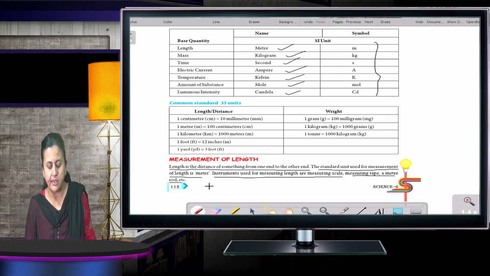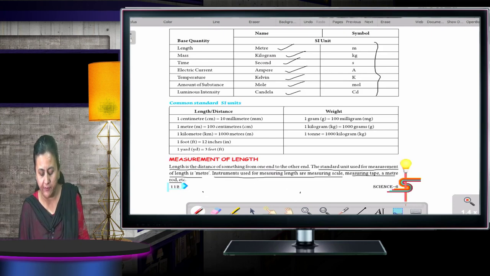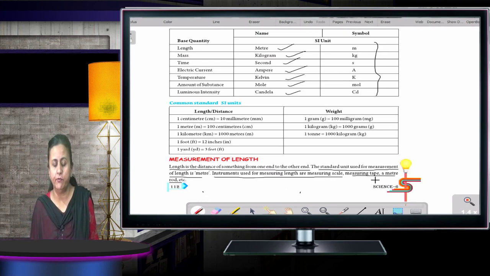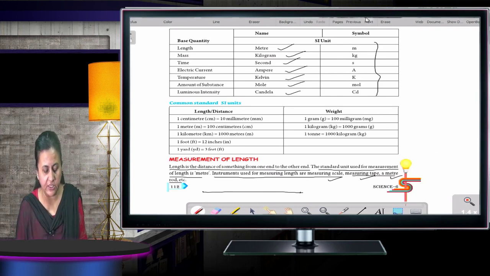So children, suppose these two points are there, and I want to measure. What will I do? I will mark these two and draw a line, and with the help of either the measuring scale or measuring tape or a meter rod, I will measure the length of this line. So now moving to the next one.